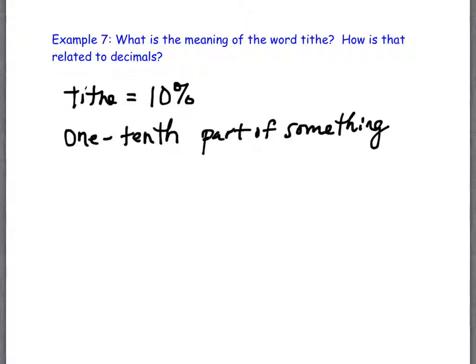And so the question is, how does that relate to decimals then? Well, 1/10 is understood to be 10%. We can also write it as a fraction, but it can also be written as a decimal. What's the decimal? Yeah, 0.1. 1/10, or like a dime out of a dollar, right?